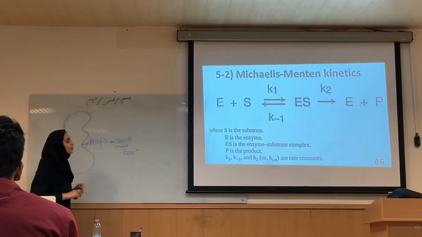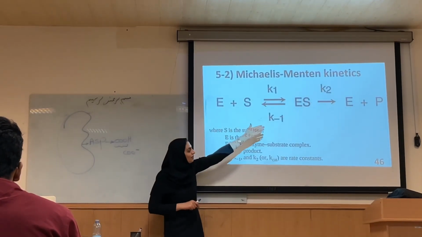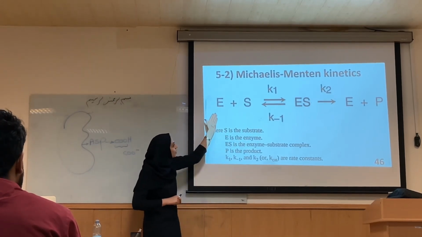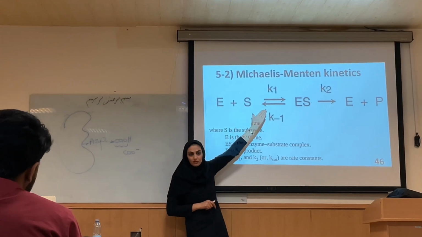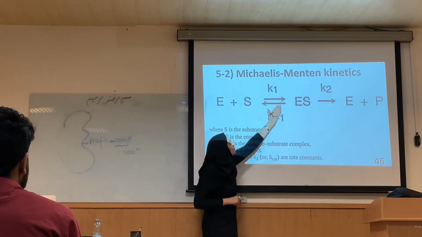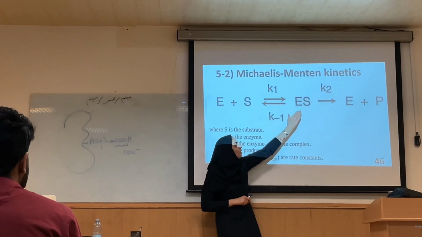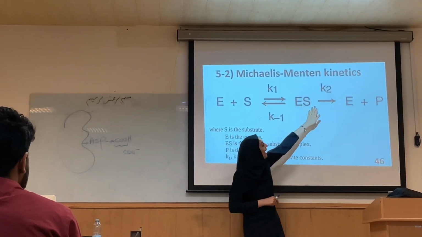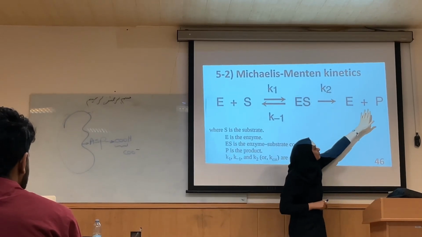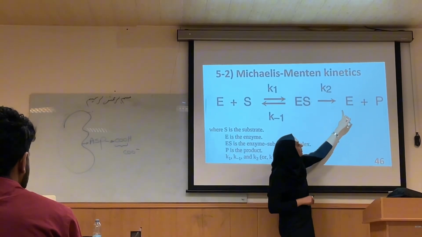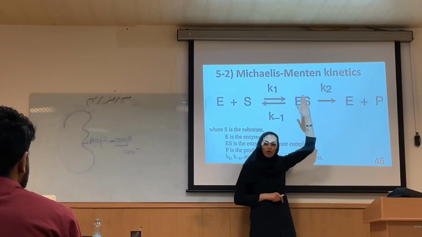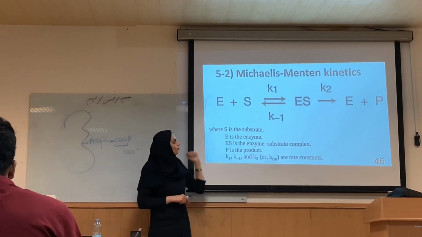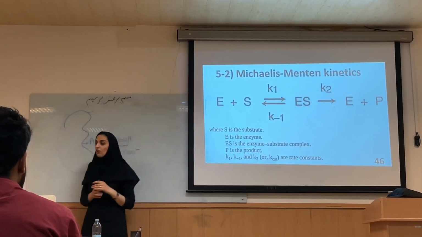Guys, I want to tell you about Michaelis-Menten kinetics that I explained before. At first, the enzyme binds to the substrate. And during a reversible reaction, it can convert to the ES complex. After that, we have E, the enzyme, plus product. The enzyme is regenerated again and the product goes for its work.